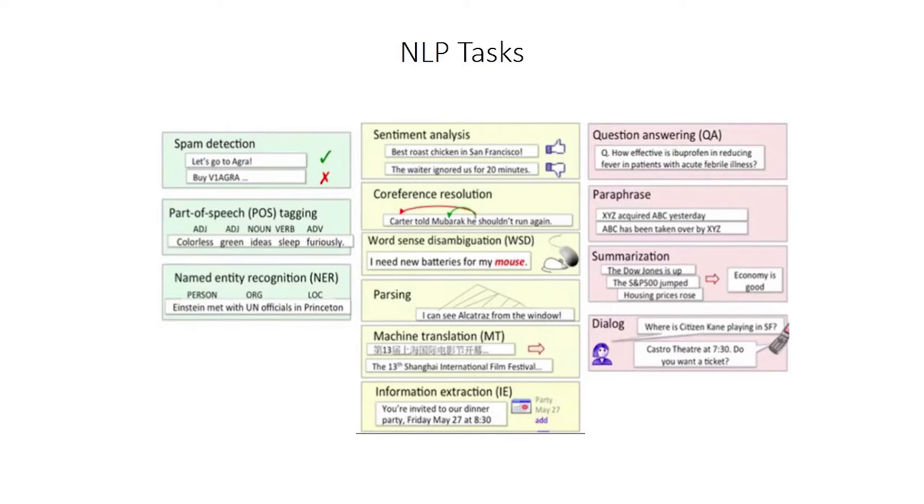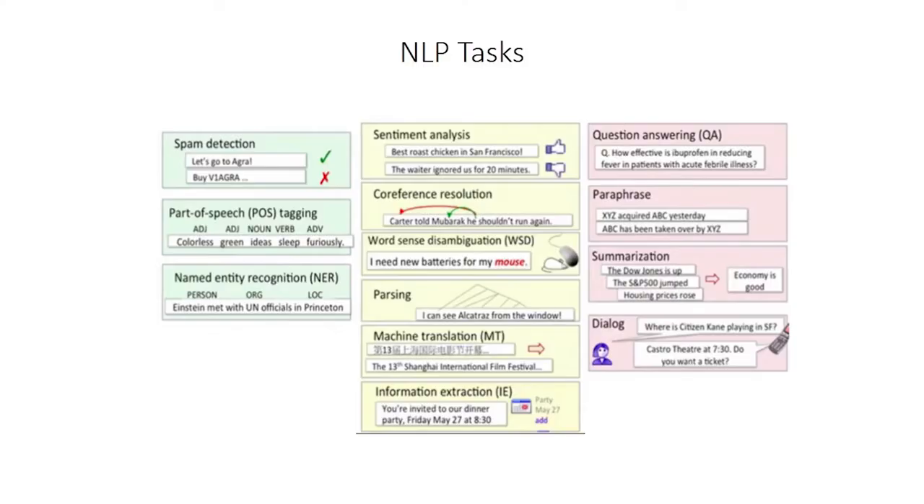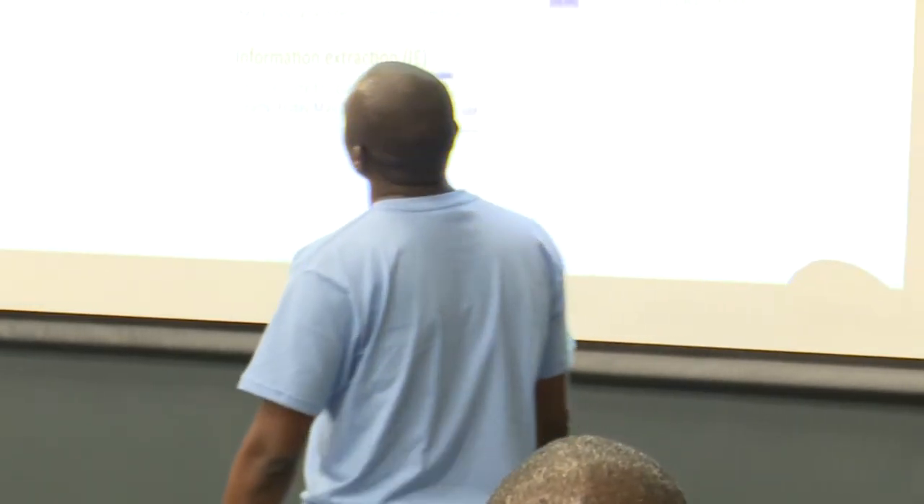Just an overview of NLP tasks. On the green there are some NLP tasks which are mostly solved. Usually algorithms for those tasks get close to 100%, 90-something percent. So you've got spam detection. That's a mostly solved problem. Spam detectors are very good. They get very good accuracy in detecting spam.